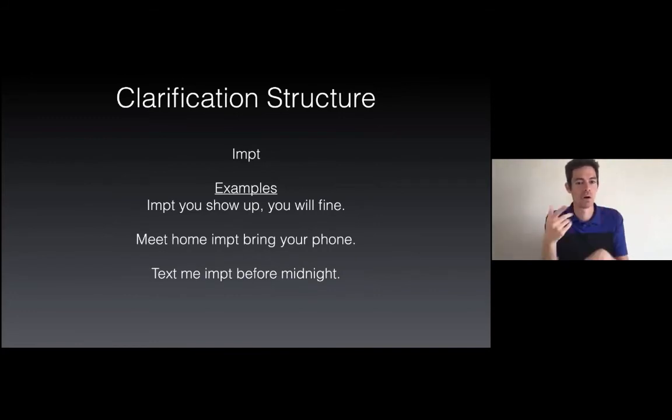Now, examples for important. It's important that you show up. If you show up, you'll be fine. When you meet at home, just bring your phone. It's important that you bring your phone. Text me, but it's important before midnight. So it means you just have to do this. This part is important. So that's what I wanted to touch on. That's for important. Any clarification or questions on clarification structure?